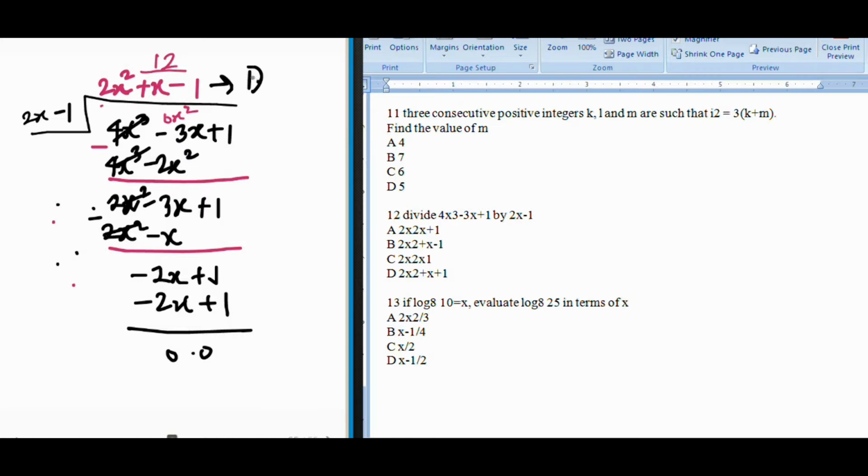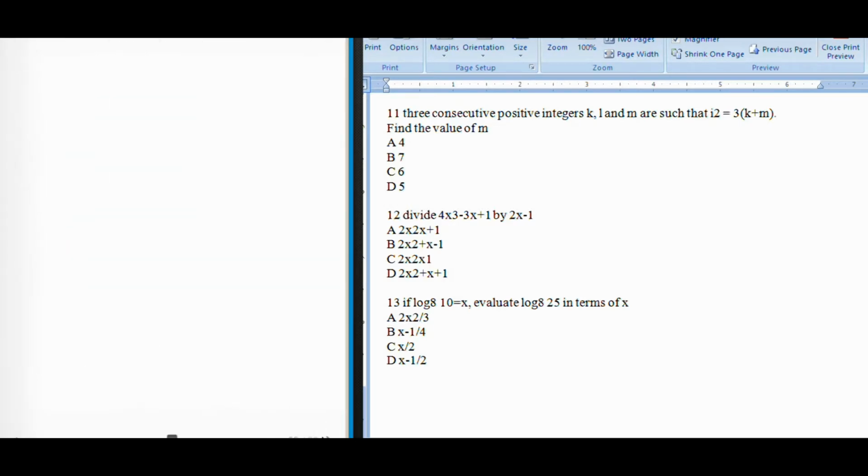The next question is on logarithm. It says if log 8 base 10 is equal to x, we are to evaluate log 8 base 25 in terms of x. Okay, log 8 base 10 is equal to x. So we are to evaluate log 8 base 25 in terms of x.